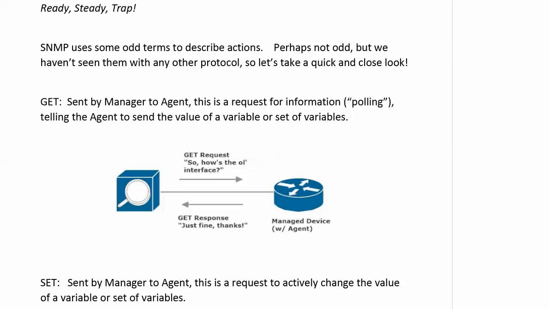Now, set, sent by manager to agent, this is a request to actively change the value of a variable or set of variables. So a get is just getting information, the manager is getting information, and with a set, the manager is telling the agent, hey, I need you to set this for me. I need you to change this value.